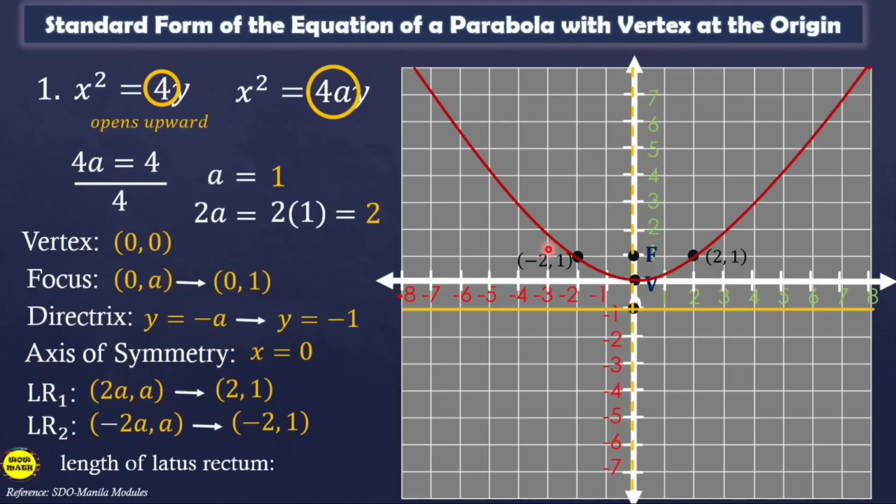After nyan, kunin natin yung length ng latus rectum natin. So, paano natin kunin yung length ng latus rectum natin? So, yung formula niyan is 4a. So, yung a natin is 1. So, i-multiply lang natin. 4 times 1, that is 4.